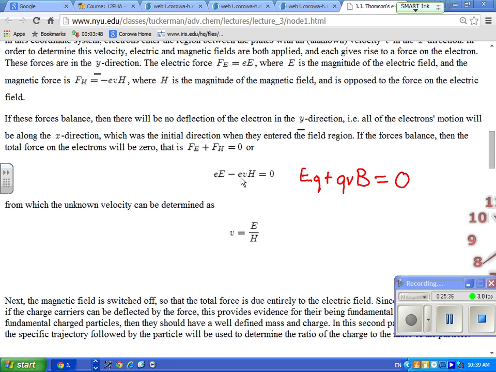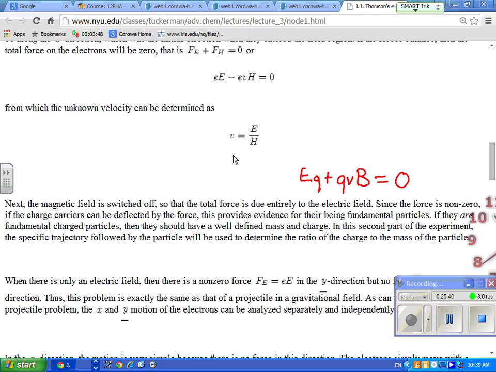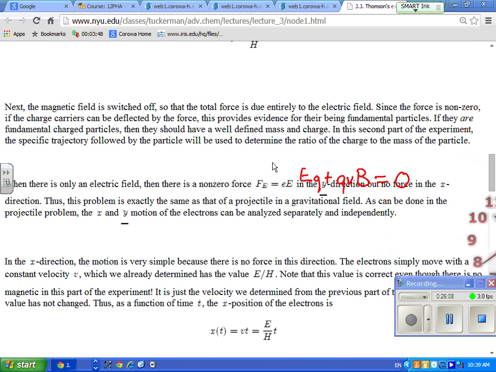Now, he knew that the velocity can be determined as the strength of the electric field over the strength of the magnetic field. Then he turned the magnetic field off so that the force was due to the electric field. Since the force is non-zero, if the charge carriers can be deflected by the force, this provides evidence for there being fundamental particles, and you can know they would have a well-defined charge and a well-defined mass. And he talks about the formula that you use.